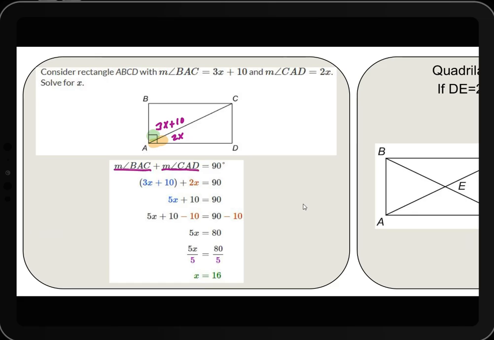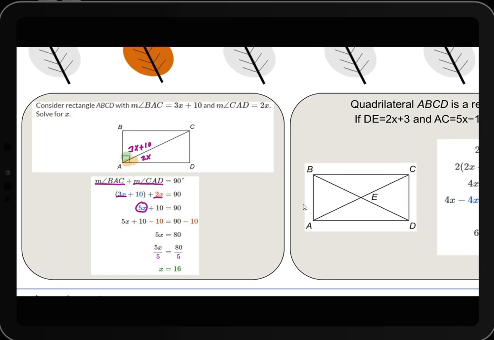So they can go ahead and substitute the expressions in for those angle measures, as they've done in blue and red, and then they combined like terms. So the 3x and 2x becomes 5x. Then they're subtracting 10 on both sides and dividing by 5 to get 16. So this is an example of what we could do in order to use that property that rectangles have right angles to solve an actual equation and find the value of x. So this is an example of a rectangle problem that you might encounter.